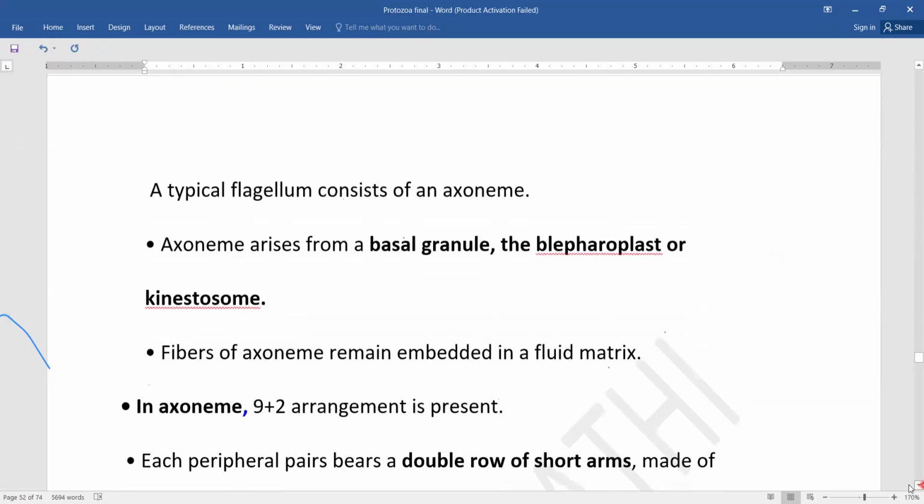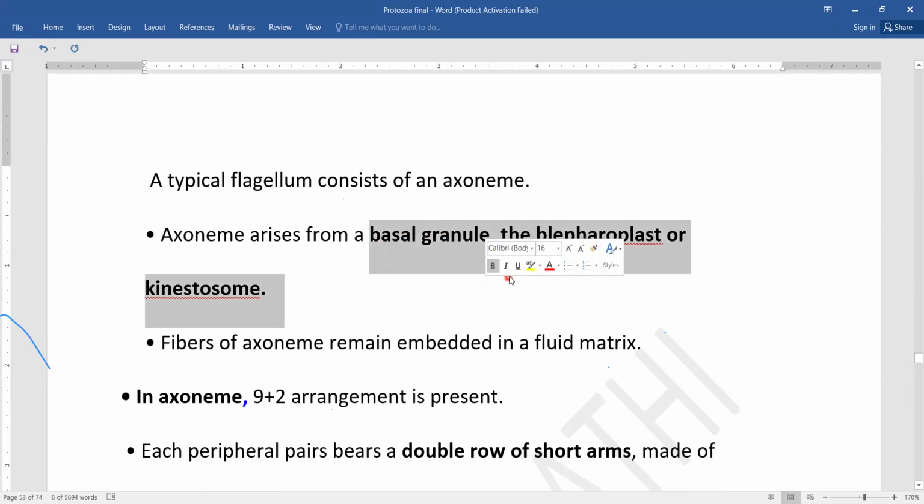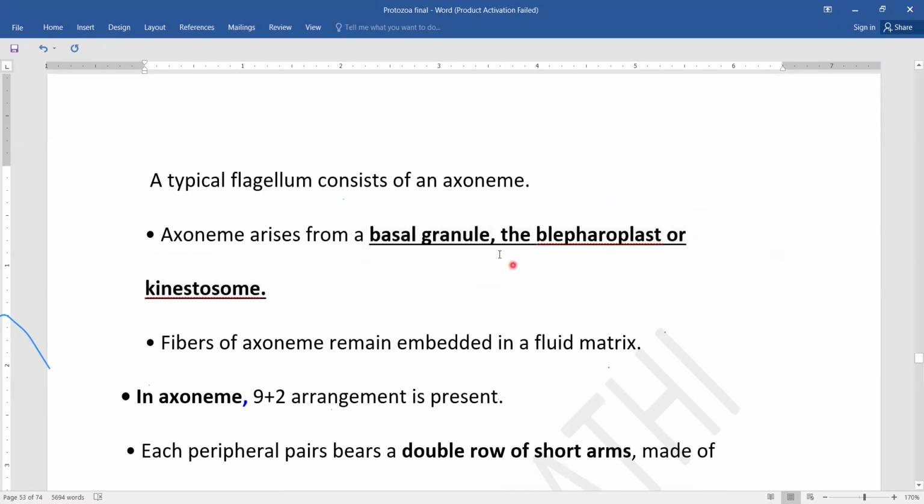Anyway, a typical flagellum consists of an axoneme. Axoneme arises from, you should remember this, the basal granule in the cytoplasm, which acts as an anchor. And the blepharoplast or kinetosome. These three names are synonyms. The axoneme is produced from a structure called the basal granule, blepharoplast or kinetosome.